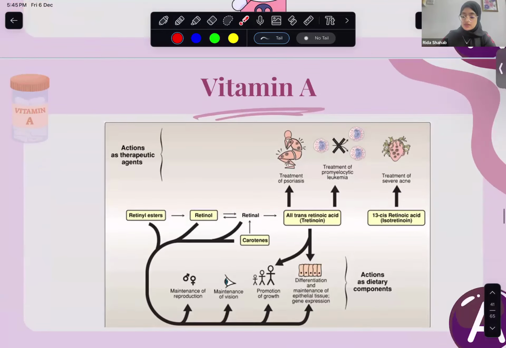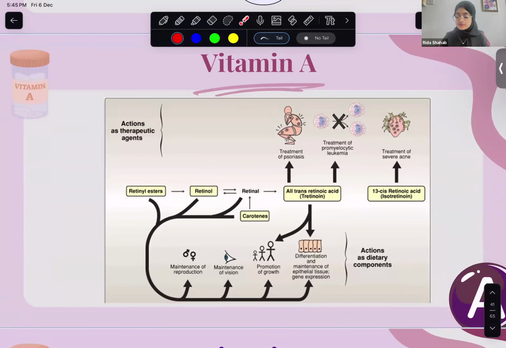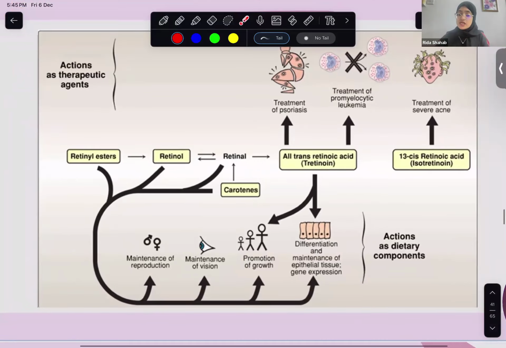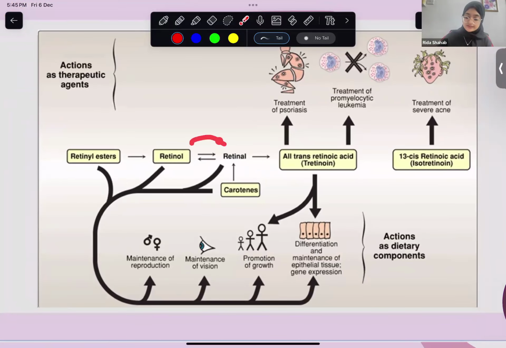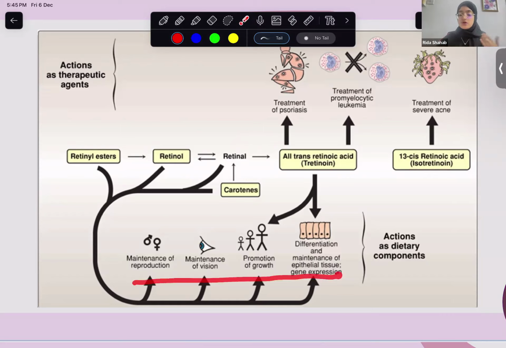This is a diagram summing up everything about vitamin A. We said that retinol, you oxidize it, you get retinal. You oxidize retinal, you're going to get retinoic acid. Retinoic acid is divided into two: we have tretinoin and isotretinoin, okay? And carotenes are taken in the diet, which are the precursors for vitamin A, which gives you retinol. These are the four functions that we discussed of vitamin A.